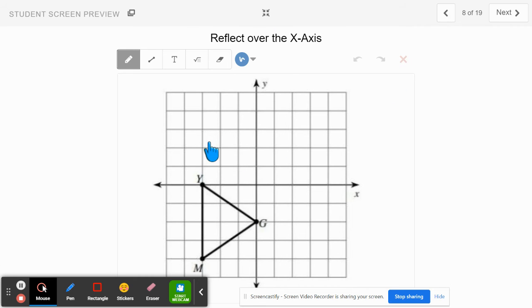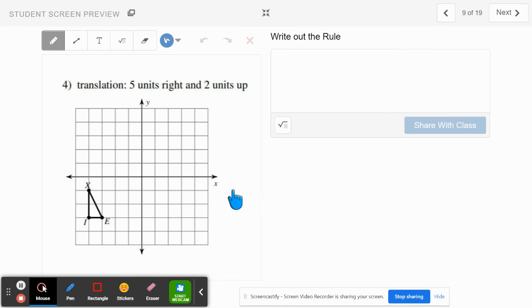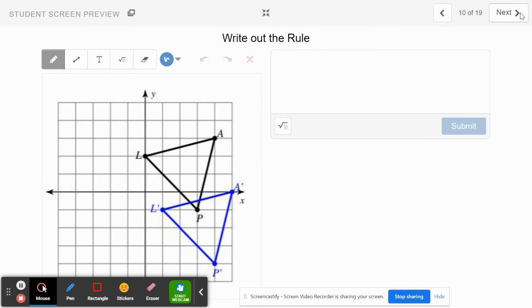Now it's over the x-axis, so it should be up here. Write the rule out. You can write the rule out here. You guys know how to do that. That's going to be on your quiz tomorrow. Make sure you can handle the rules. Going a little quicker here. Feel free to push pause, Miss Alonso. Then write a rule here.